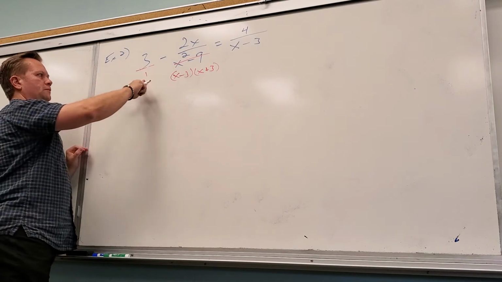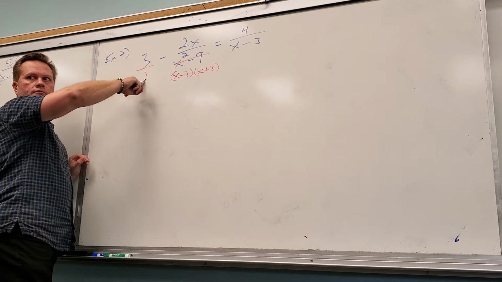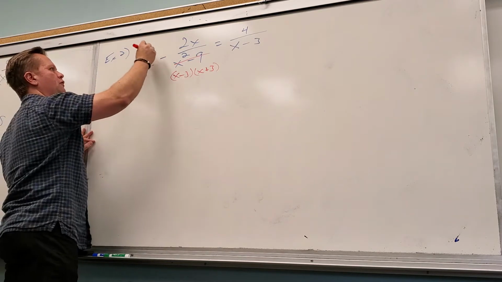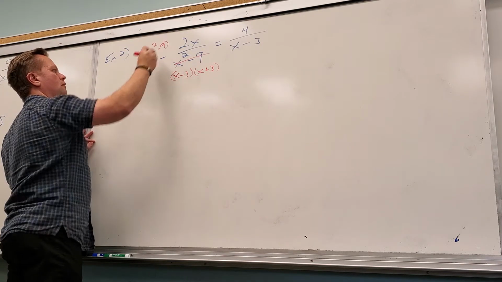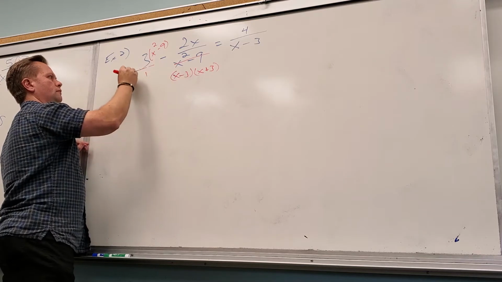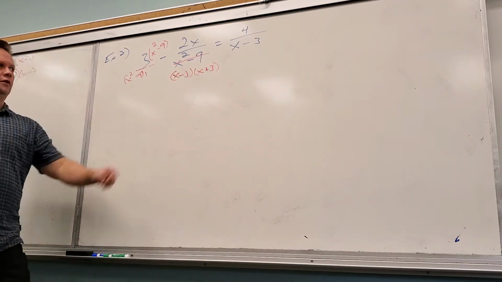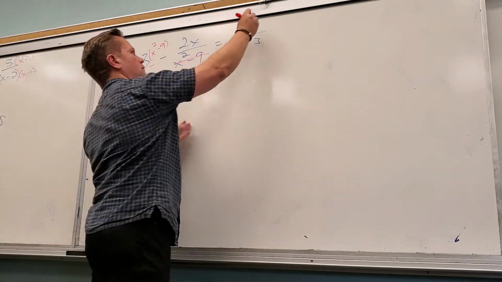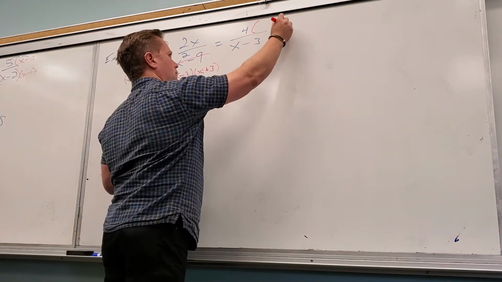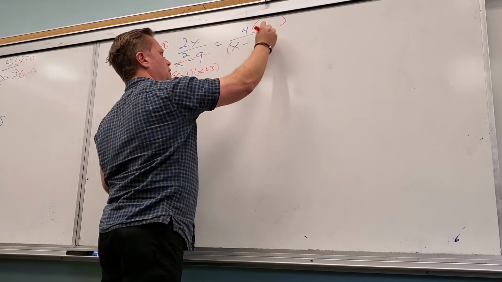So what's he missing? He's missing everything. So yeah, I would give him an x squared minus 9, because he's missing both of these, which is this. He's got everything. He's missing x plus 3.